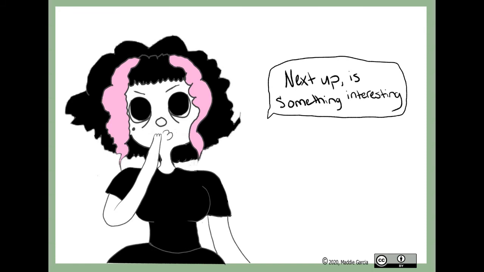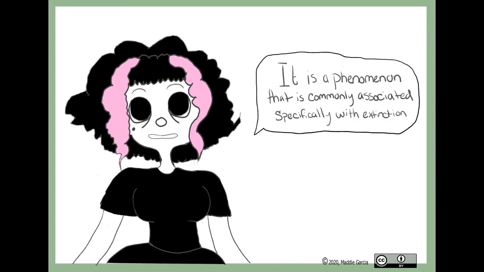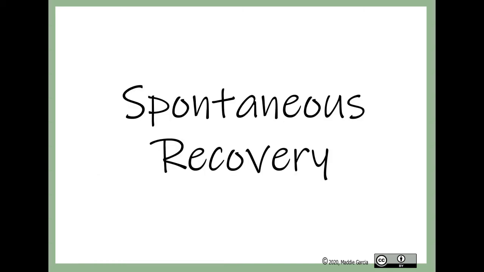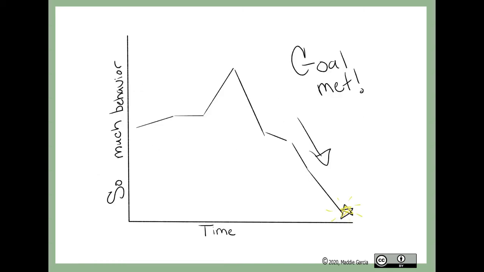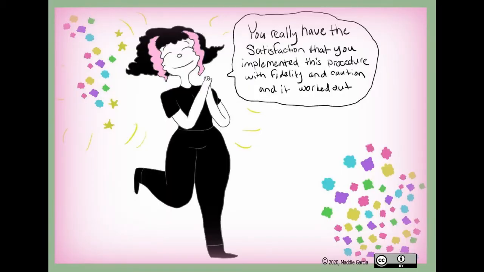Next up is something interesting. It is a phenomenon that is commonly associated specifically with extinction. This would be spontaneous recovery. Imagine having essentially reached your target goal in an extinction procedure. The behavior is at a point where it is at either a level of pre-reinforcement or it's just gone. You really have the satisfaction that you implemented this procedure with fidelity and caution, and it worked out.